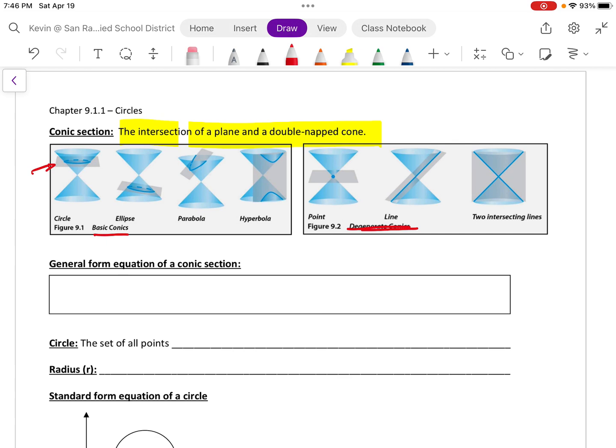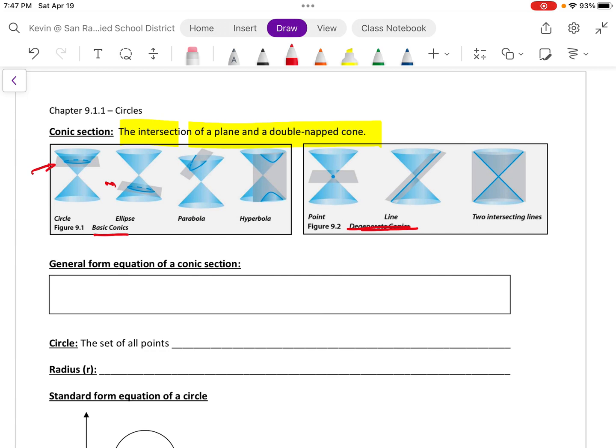But each of these shapes, and you're all familiar with the shapes, comes from taking a plane and slicing through part of, one of, or both of the double-napped cones. If we take a plane and cut it through a cone so that it's parallel to the base, then we get a circle. And we know what a circle is. It's the set of all points that are equidistant from a fixed point in the center, which we'll get to in a minute.